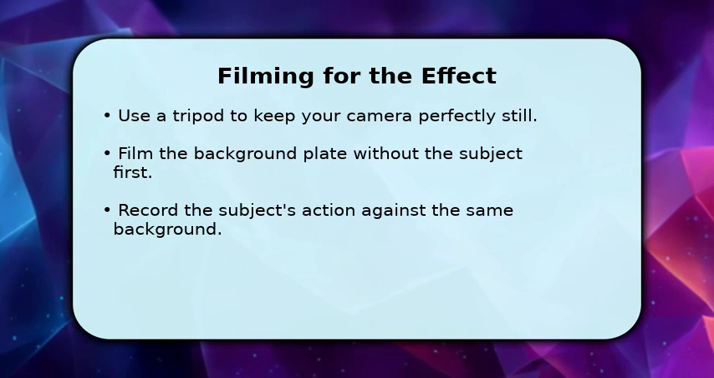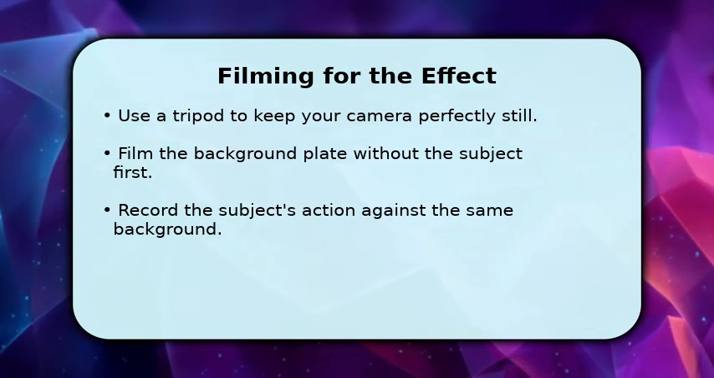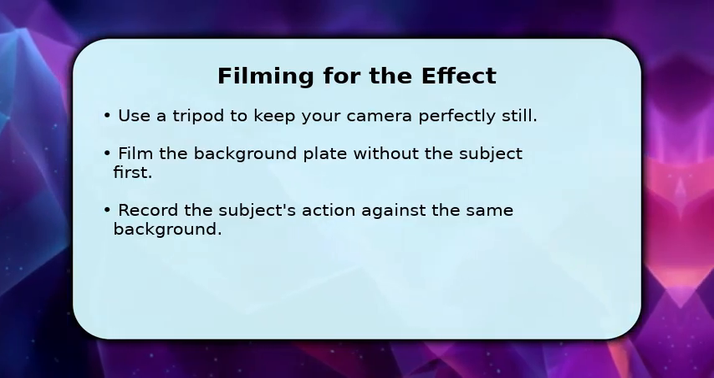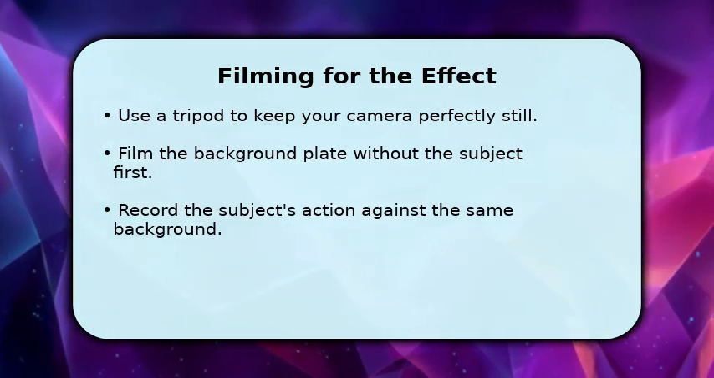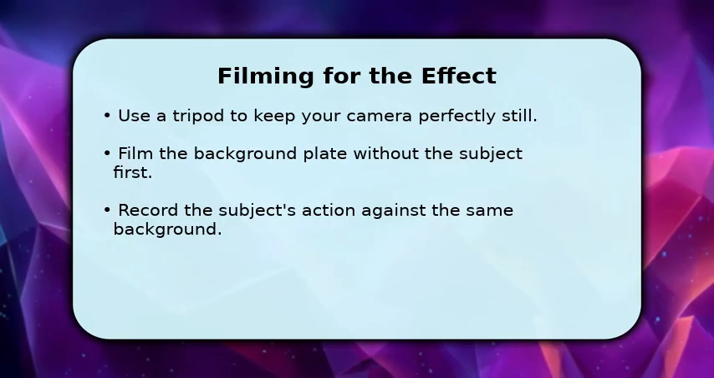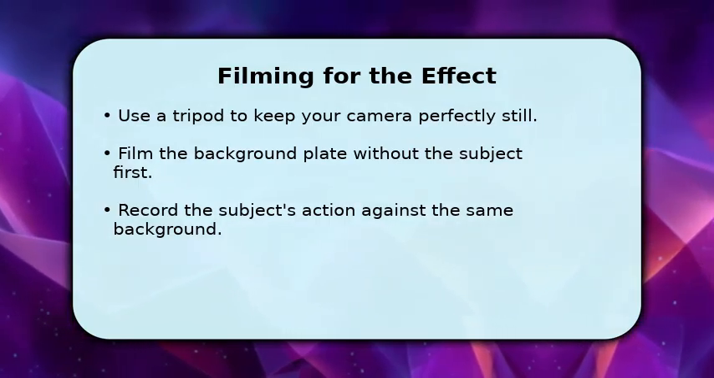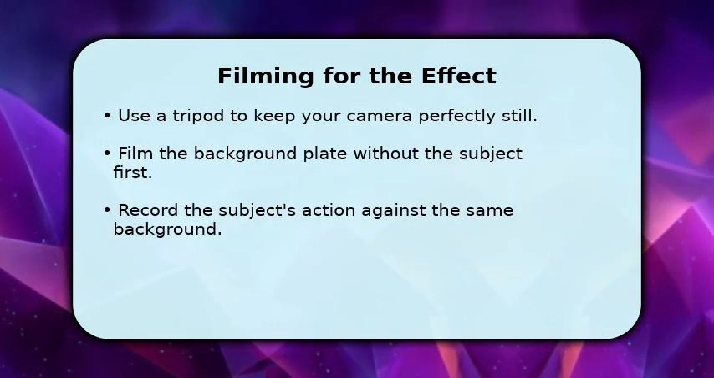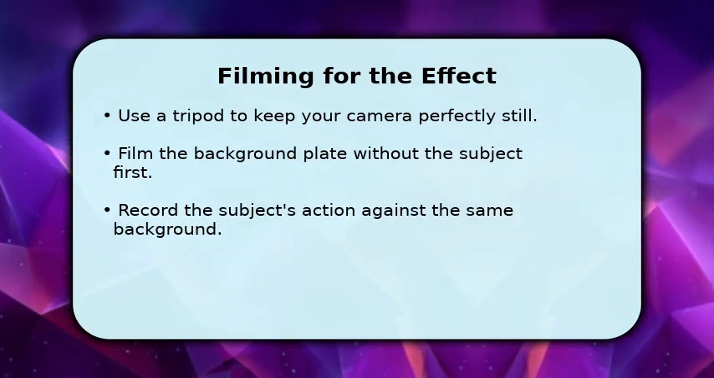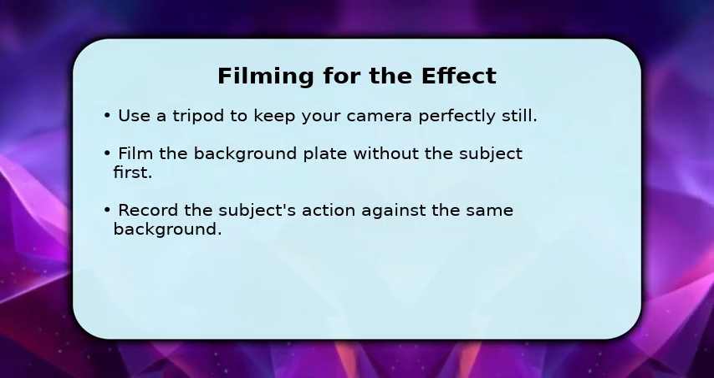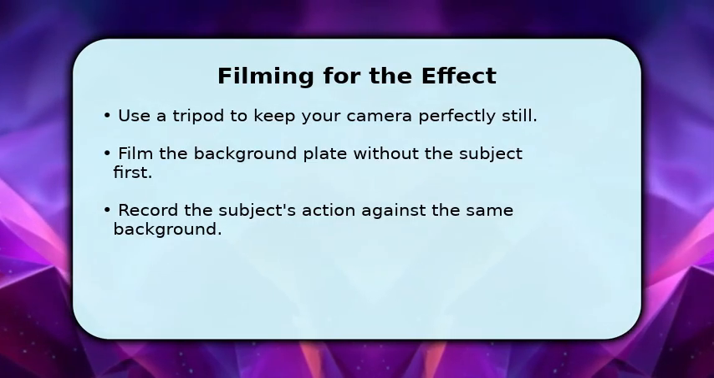To achieve a convincing ghost effect, precise filming is key. Always use a tripod to prevent any camera movement between your shots. First, capture a clean shot of your background with nothing in the frame where your ghost will appear. Then, without moving the camera, film your subject performing their action. This 2-shot method allows you to easily blend the elements later, creating that ethereal transparency you're aiming for.